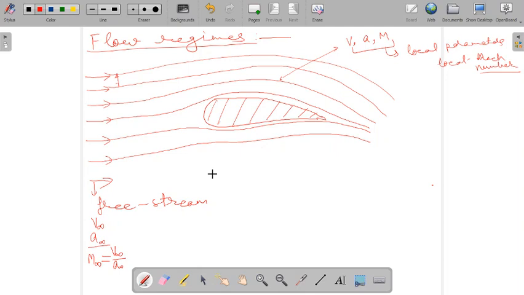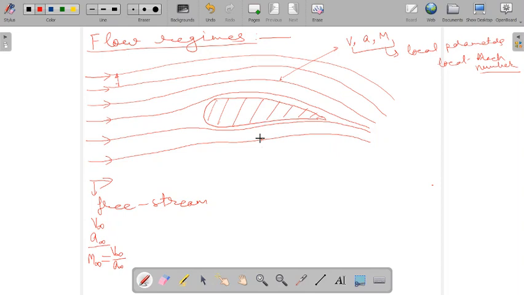So if you talk about the number of streamlines over an aerofoil, there can be an infinite number of streamlines, because layer-wise velocity will be different. Okay. And you know what is a streamline? Can you tell me what is the definition of a streamline? What is a streamline?